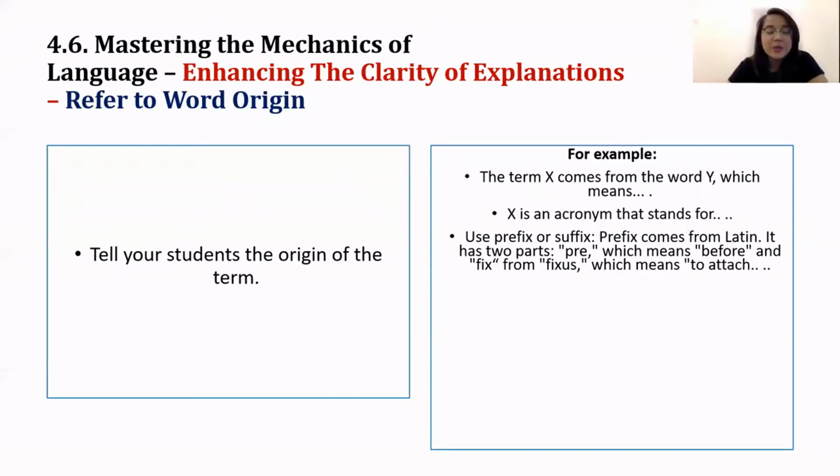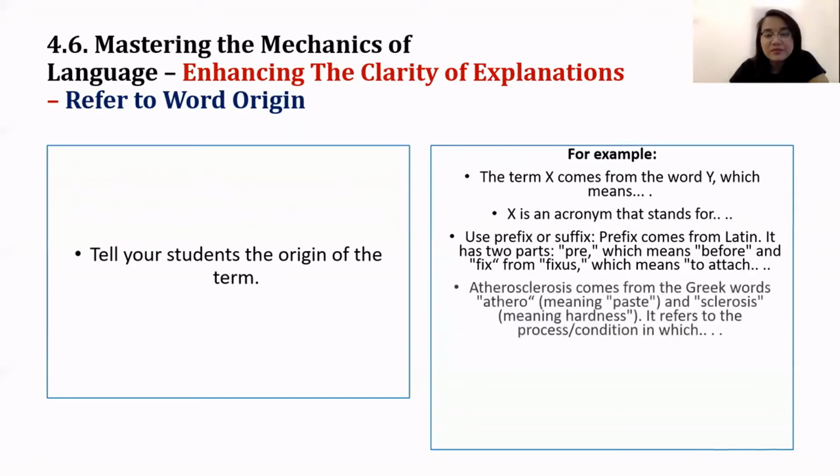Good. So we can analyze the word origin by helping the students to analyze the prefix, the suffix, or the other components of the language. Atherosclerosis comes from the Greek words athero, meaning paste, and sclerosis, meaning hardness. It refers to the process or condition in which. Good. So that's the example of how to refer to word origin. Do you have other examples that you can use?